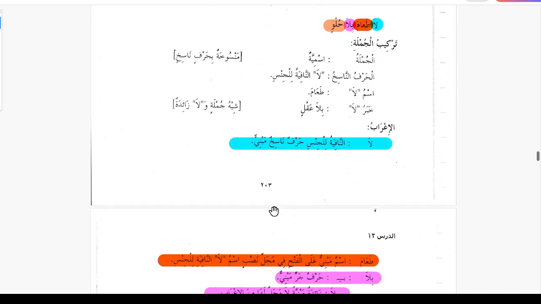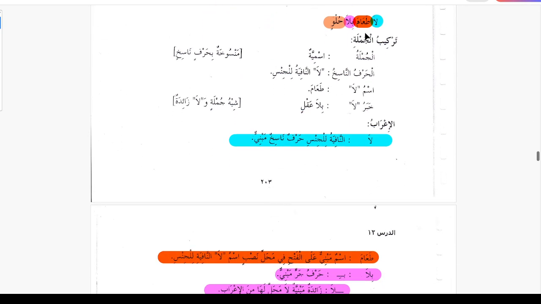The next one is la ta'ama bila hulwin, there is absolutely no food without sweets. So this again is la nafiyatu lil jins, a jumla ismiya, and again mansukhatun bi harfin nasikh. Ta'ama is ismu la, and bila actually not aqlin, bila hulwin, this I think is a typo. Bila hulwin is khabrullah and is shibu jumla, and again la is zaida.